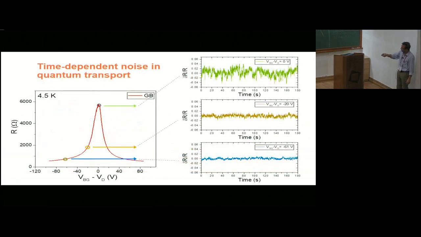So if I take a standard graphene and look at its electrical characteristics, and I look at its resistance as a function of time, you can see the resistance is strongly fluctuating as a function of time at the Dirac point. As you go to larger electron density region, this is hole density, this is electron density, the fluctuations decrease, the magnitude of fluctuation decreases, and this is what we call noise in the time domain, okay?